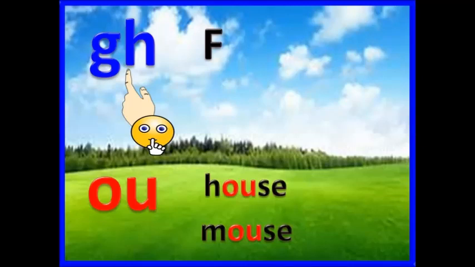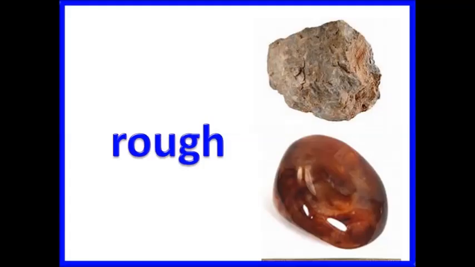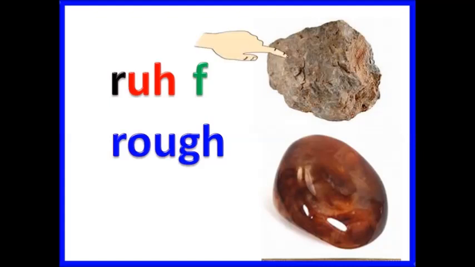Let's try. Rough. Rough. Okay, that rock up top, that's a rough rock. It's real rough. And the rock on the bottom, that's a smooth rock. See how shiny it is? That rock is smooth. Okay, now you see the OU? The OU makes the schwa sound, in the red, the UH. You make the schwa sound, okay?